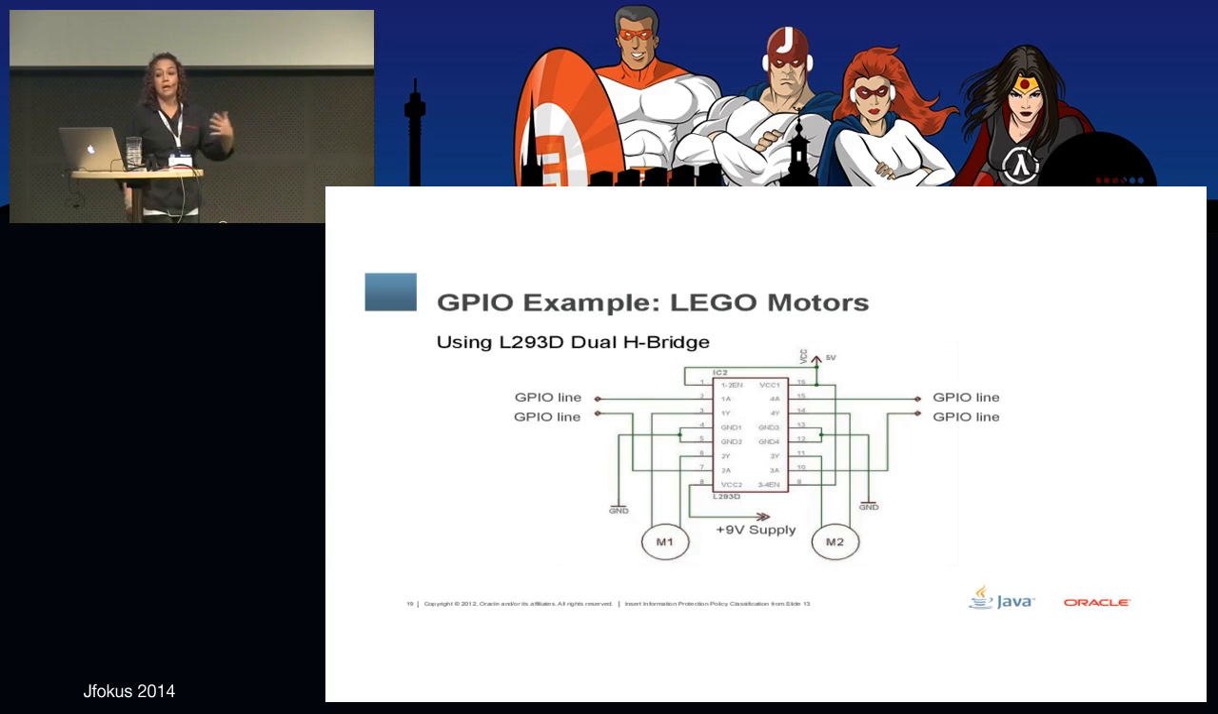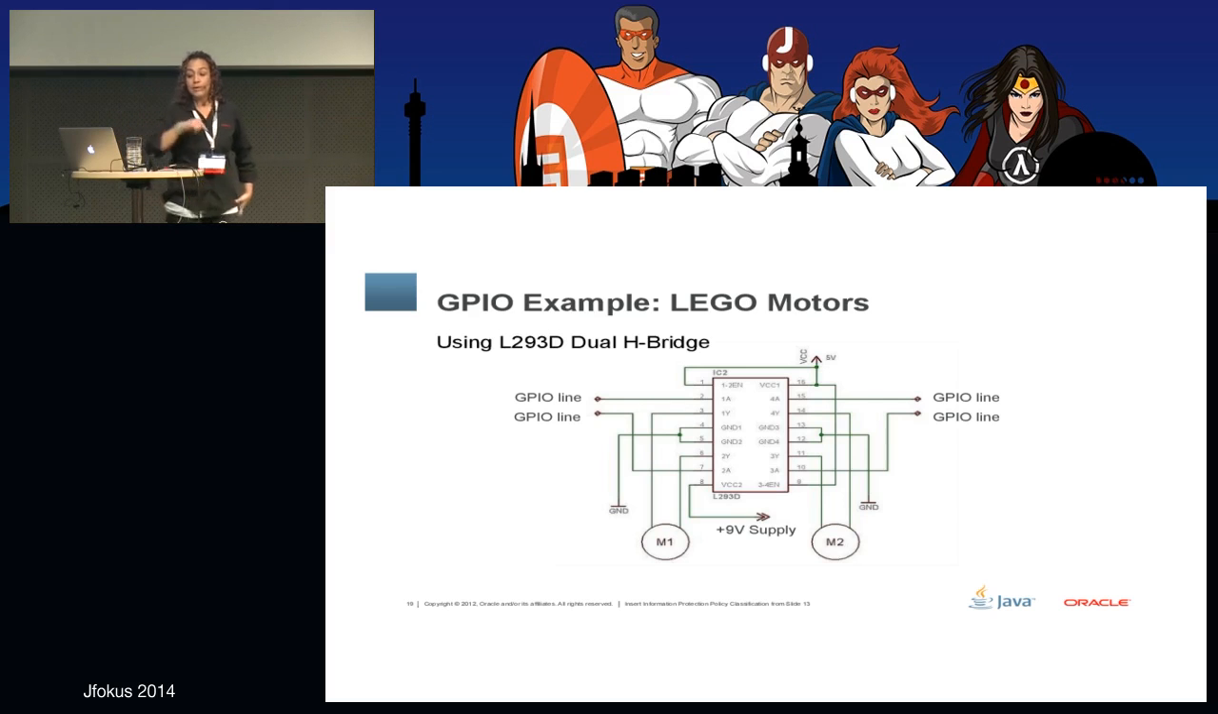Get the GPIO lines. In this case, we have 2 motors connected. All you need to provide, in this case, was ground and voltage, and we use an L293 dual bridge for controlling the motors. So very simple. Again, cool stuff, but not cool enough for me. That's why I said, okay, what else can I do?